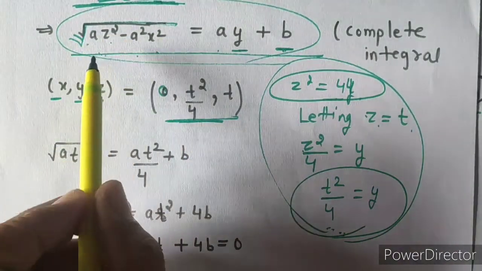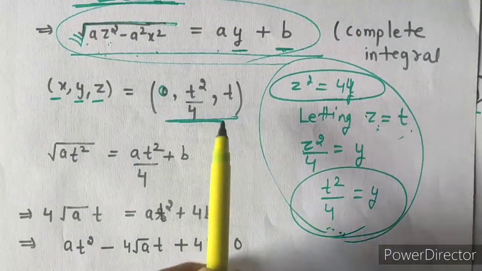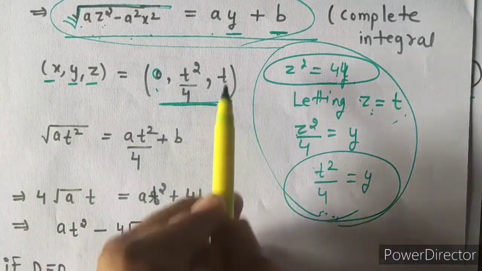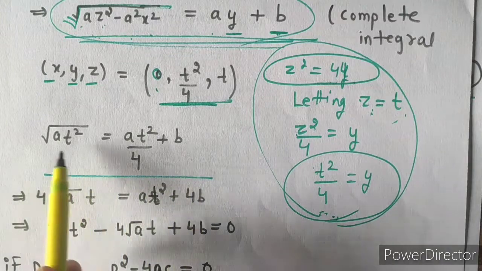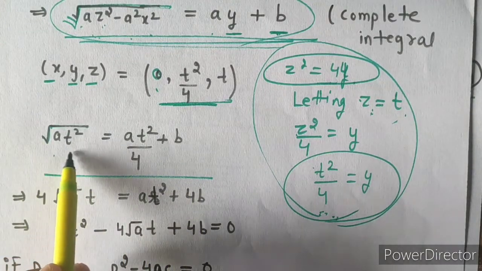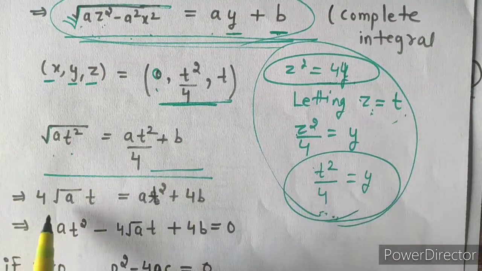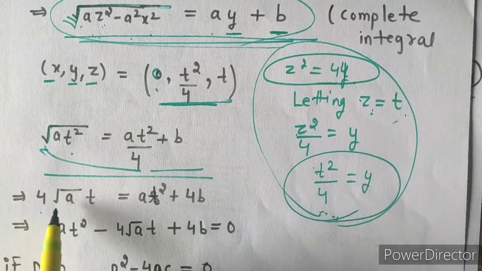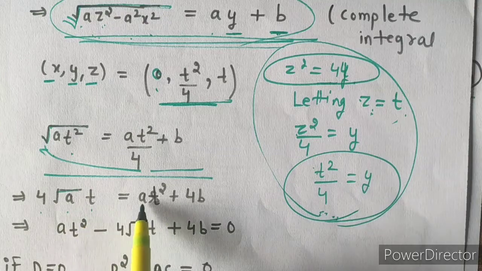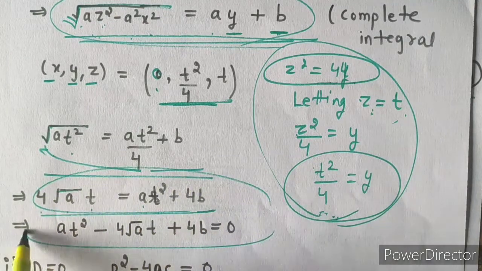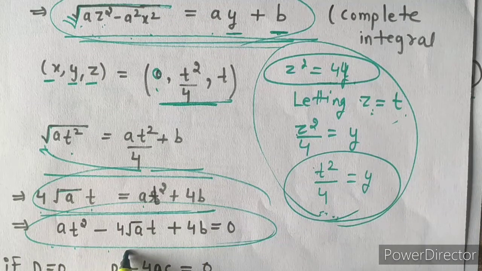Putting the value of z equal to t, y equal to t square by 4 and x equal to 0, the equation becomes square root of a into t equal to a t square by 4 plus b. Taking 4 on the left hand side, 4 into square root of a into t is equal to a t square plus 4b. Rearranging that term, a t square minus 4 square root of a into t plus 4b equal to 0.